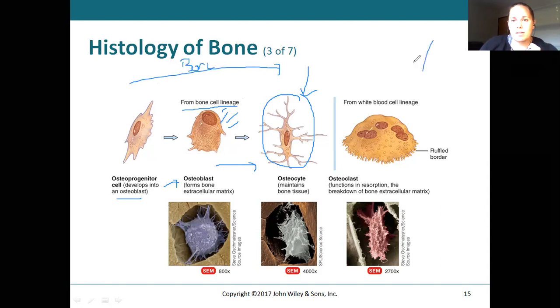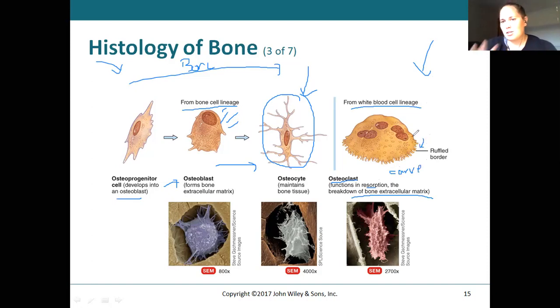And then coming from a different whole set of lineages, this is from white blood cell lineage, so this is a cell that's coming from immune cells. This osteoclast is going to function in resorption and the breakdown of extracellular matrix. Again, think of osteoclast carving things out, and it has this ruffled border, which is just part of its structure. So again, osteoblast builds, osteoclast breaks down, osteocytes are the mature cells.